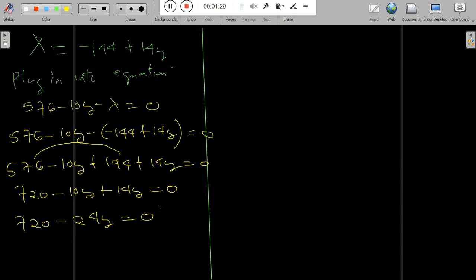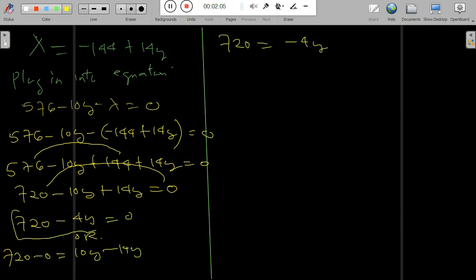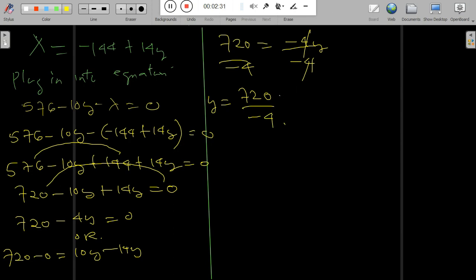Now let's make y the subject and solve for y. So it will be negative 24y equal to 0 minus 720. So we divide by negative 4 on both sides. Now the value of y will be equal to 720 divided by negative 4. That will give you exactly negative 180.